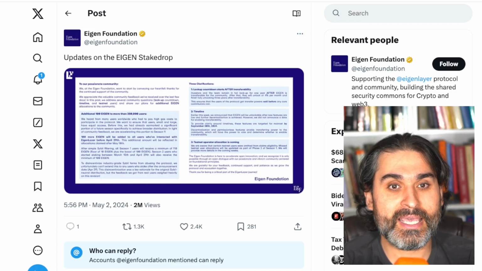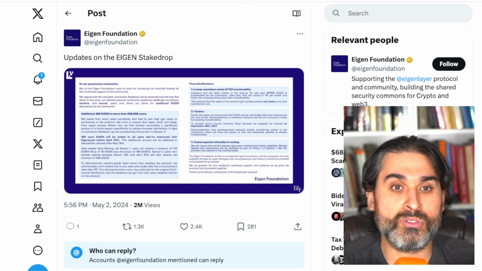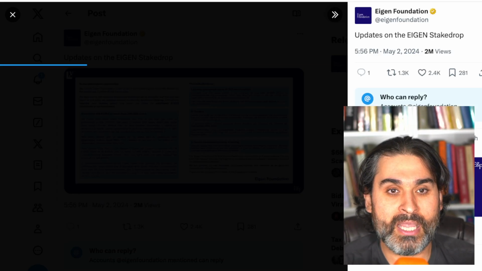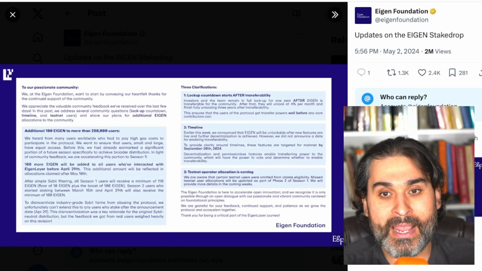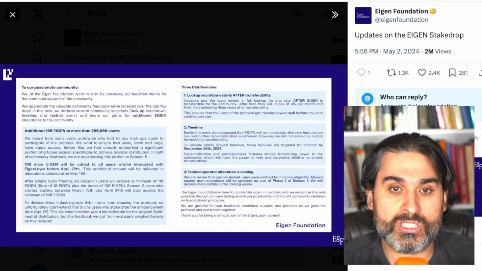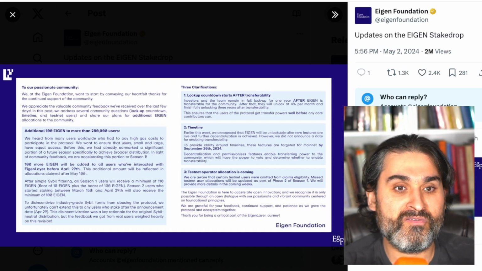Okay, speaking of staking and EigenLayer, let's actually get to some Ethereum news now. So here we had the Eigen Foundation giving an update on their airdrop, and this is actually really interesting because they're giving more tokens to different people, and they've clarified a lot of their information as well.